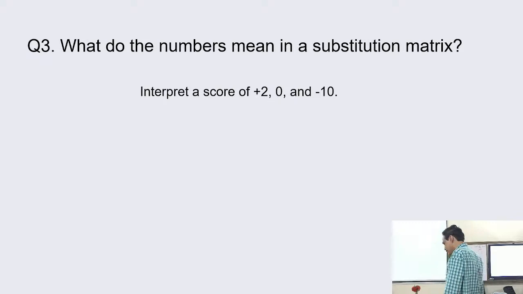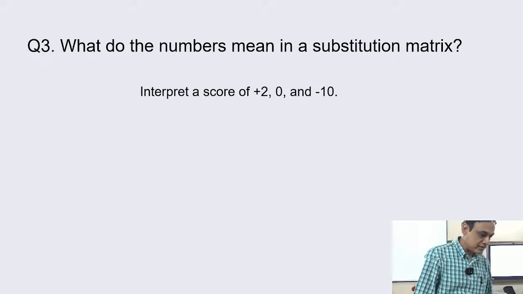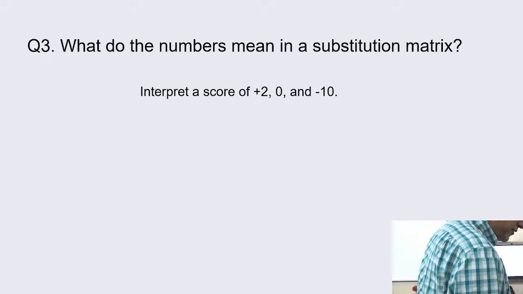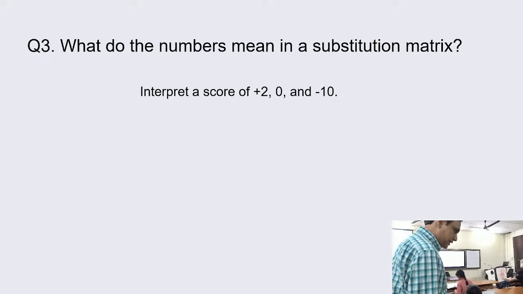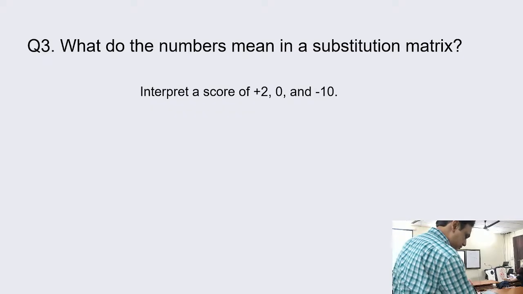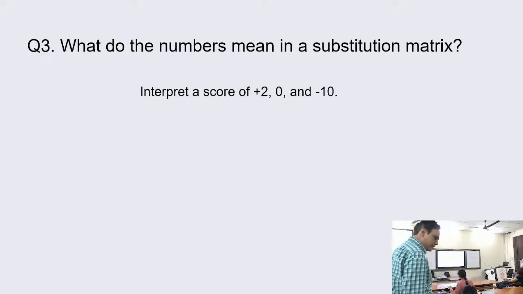So -10 is equal to 10 log base 10 of Q_AB divided by P_AB. Oh, this is plus, not minus, it is plus. Now divide both sides by 10. Then this becomes -1, right? And this 10 will disappear because you are dividing both sides.